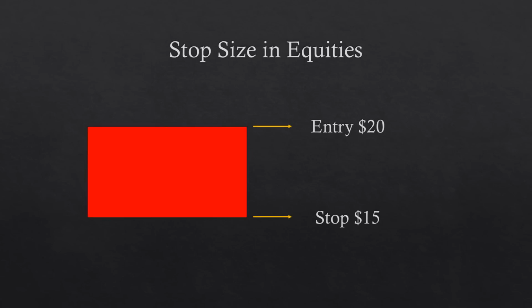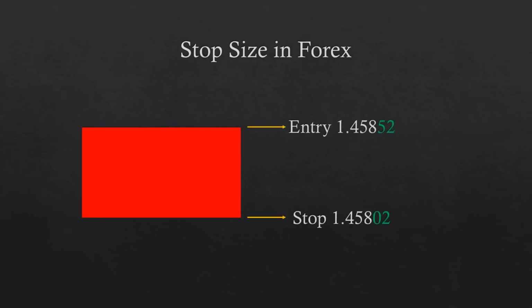For example, if you open a trade at $20 and the stop loss is at $15, the stop size is equal to $5. Other instruments like Forex and futures are measured in points or pips. For example, in the Euro USD, the pip is measured from the fourth decimal case. If your entry is at 1.45852 and the stop is at 1.45802, then you have a 50 pip stop loss. This is important for the calculation of the trade size, which is the next parameter.